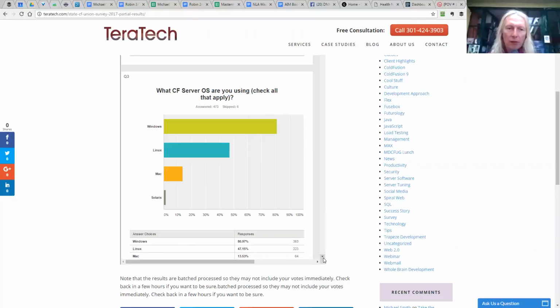True, yeah. And don't forget this was a multi-option question. So if people run both Windows and Mac, they could have checked both. So yeah, that is correct. Some people could have checked all of them depending on the deployments.